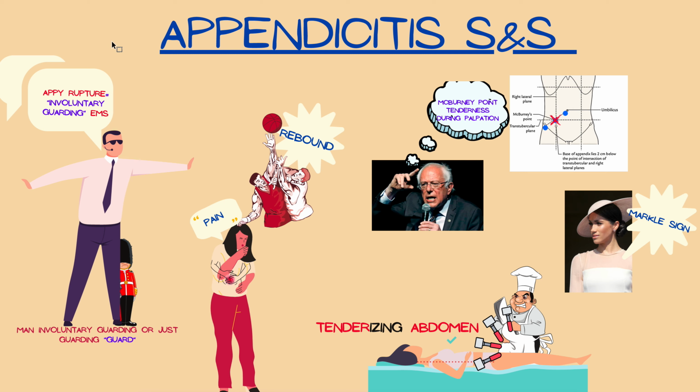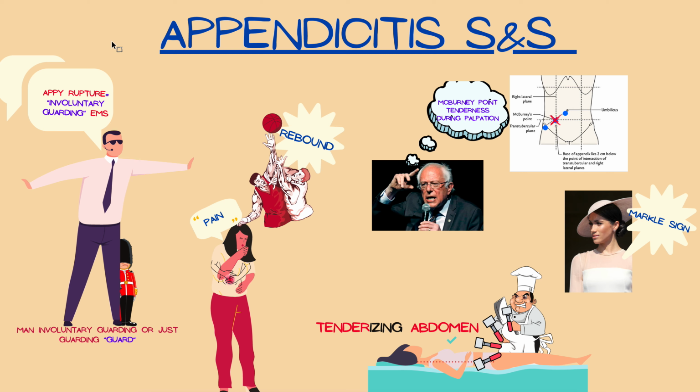If you can picture in your head a man involuntarily guarding something, you would be able to pick that out on a question. Also, you're going to have that rebound tenderness, which you can remember with a basketball symbol, or a chef hammering down on the abdomen as if tenderizing something. Again, that's going to help you with recall. Of course, you're going to have right lower quadrant pain. You're also going to have the term McBurney's point tenderness during palpation.